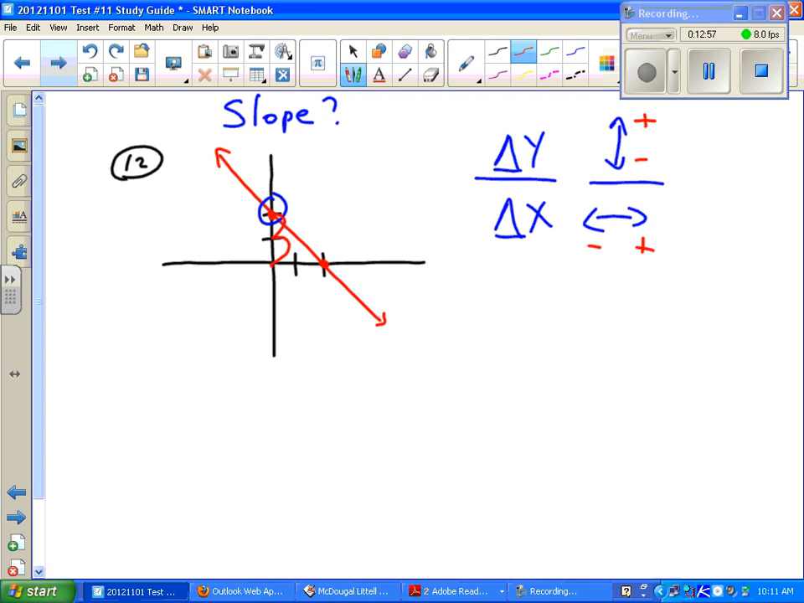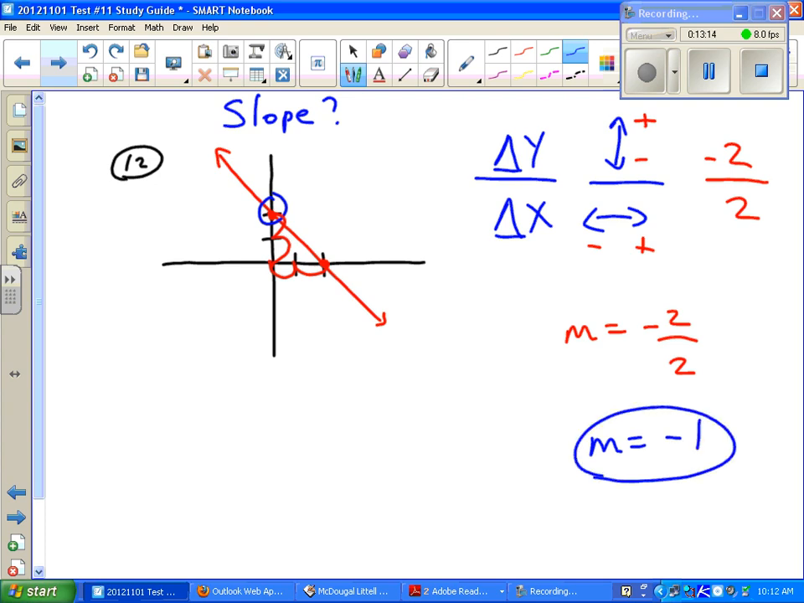Since we went down, it's negative 2. And we need to go to the right 1 time, 2 times. To the right is positive 2. So your slope is negative 2 over positive 2. If you simplify that, negative 2 divided by 2, your slope is negative 1.